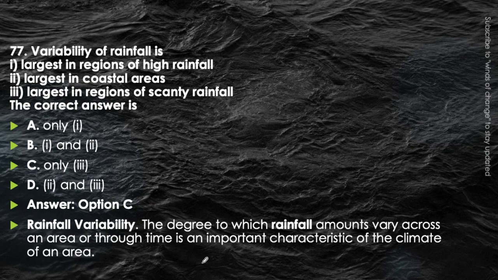What is rainfall variability? The degree to which the rainfall amounts vary across an area is called the rainfall variability. Now, this is an important characteristic of the climate of an area.